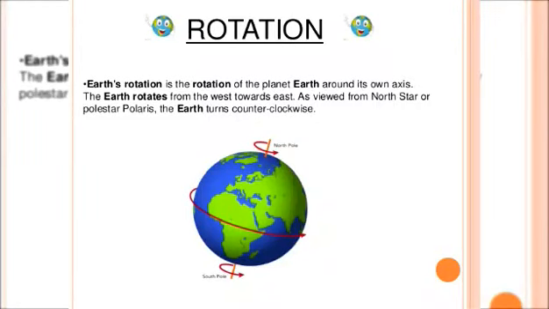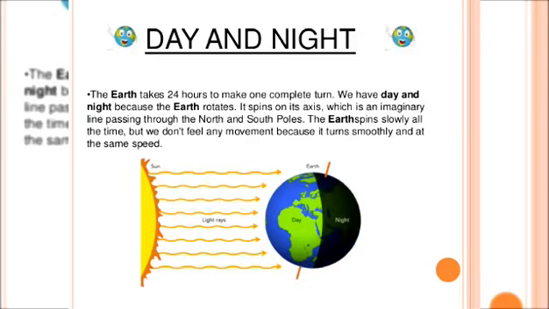Rotation. Earth's rotation is the rotation of the planet Earth around its own axis. The Earth rotates from the west towards the east. The Earth turns counterclockwise. The Earth takes 24 hours to make one complete turn. We have day and night because the Earth rotates. It spins on its axis, which is an imaginary line passing through the north and south poles. The Earth spins slowly all the time, but we don't feel any movement because it turns smoothly and at the same speed.